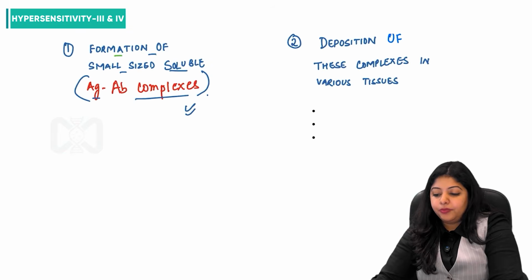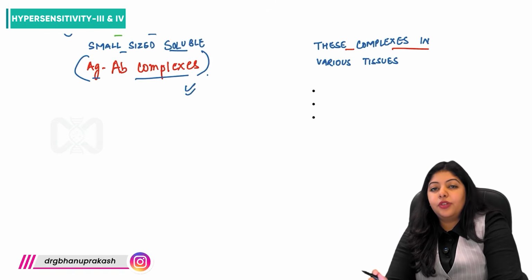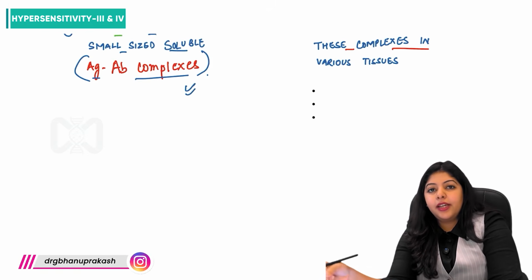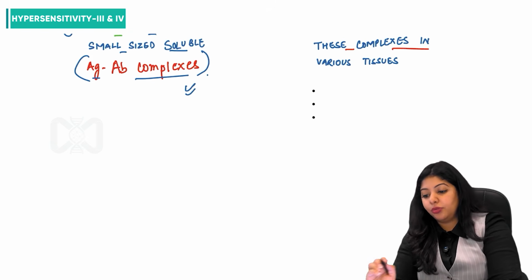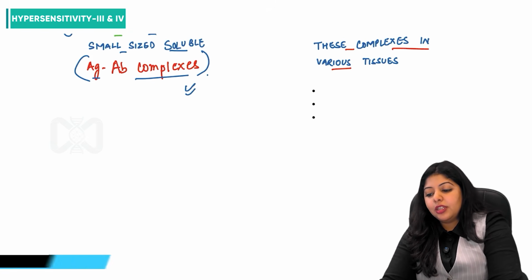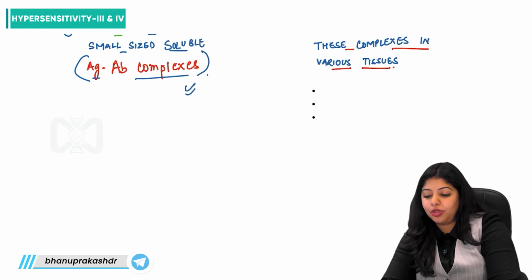So now, there is deposition of these complexes. Firstly, formation of small immune complexes is occurring, right? And via circulation, these are getting transported to different sites and they are getting deposited at those sites. So what are these sites or tissues where these complexes are getting deposited?